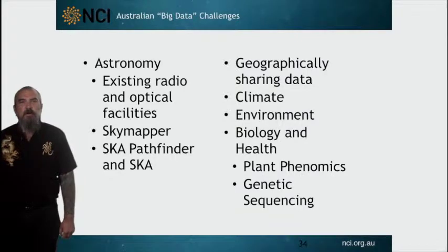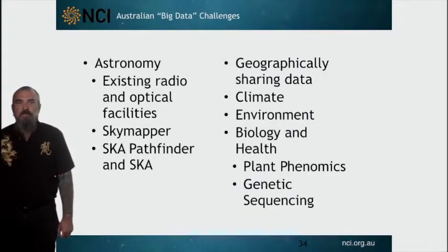Australia has a number of big data challenges. On the astronomy side, our existing radio and optical facilities, the SkyMapper telescope, and currently the SKA Pathfinder, and as we move forward, the full implementation of the Square Kilometre Array. We also have geographically shared data on climate, environment, biology and health, particularly in the area of plant phenomics and genetic sequencing.